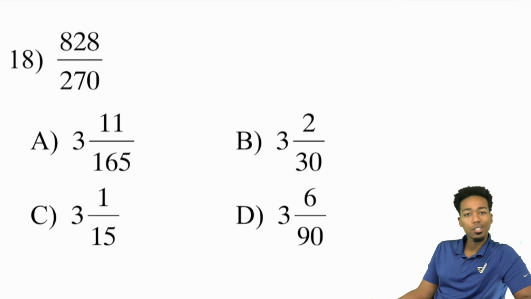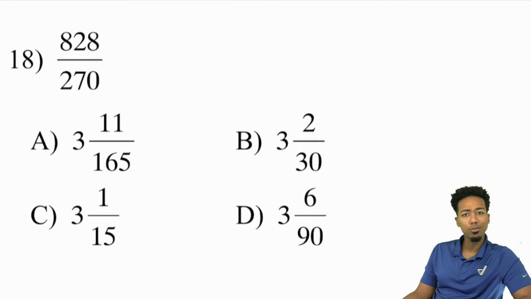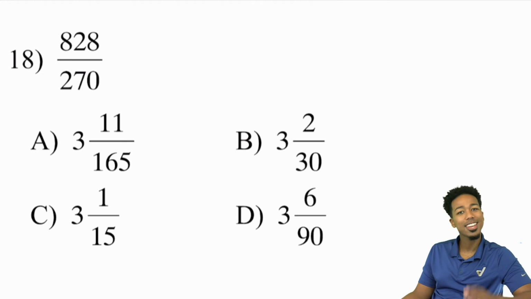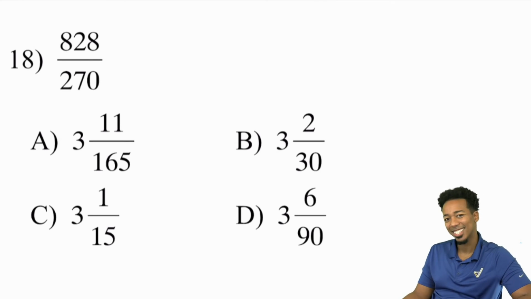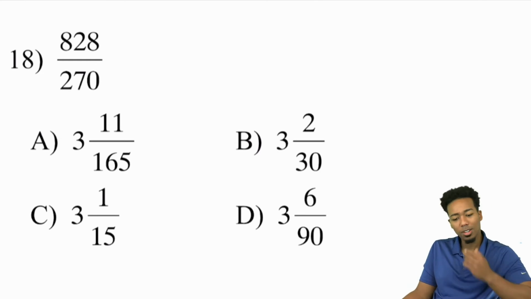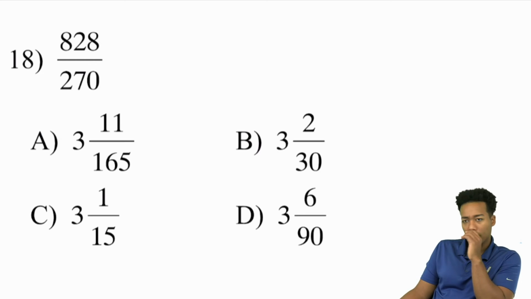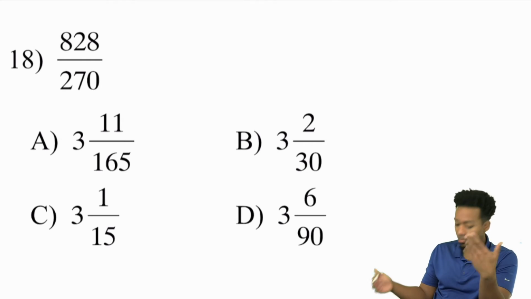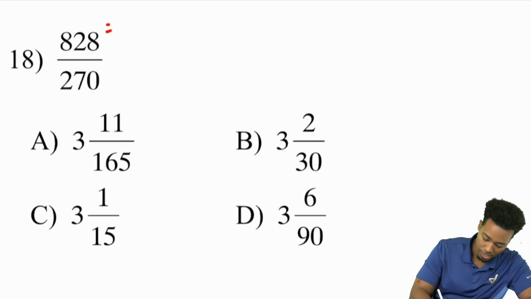So this looks ridiculous, right? 828 over 270? No worries. Stay calm, cool, and collected. You got this. What can we divide both of these by? Well, what I know is that 828 and 270, those are both even numbers. If they're even, divide them by 2. That's exactly what I'll do to begin.